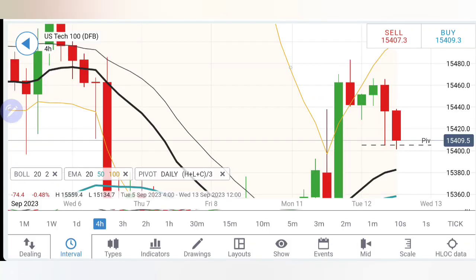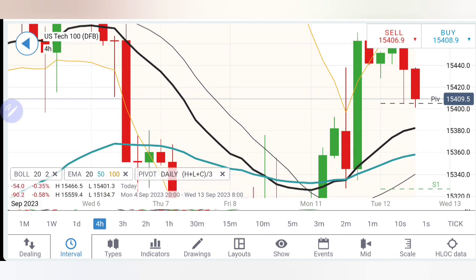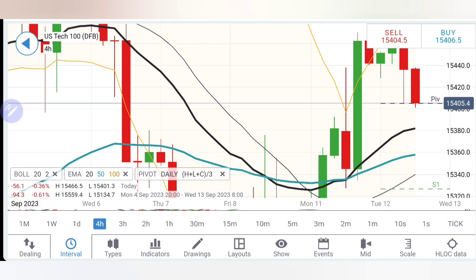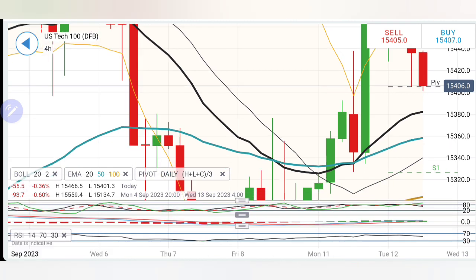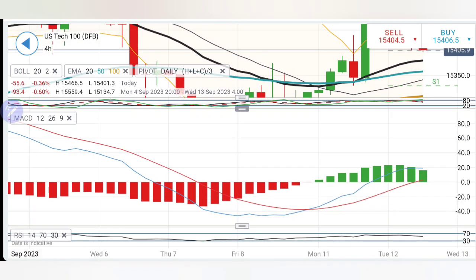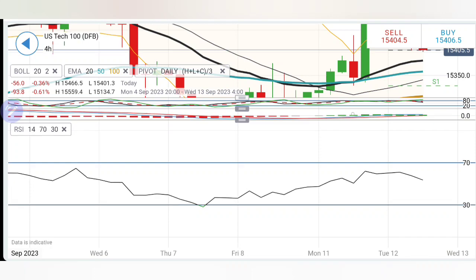Coming to 4-hour. Now look at 4-hour chart. See, flat top, first bearish candle, second bearish candle. Support there at 15,400, 380. 360, 340, very strong support, I will say. As long as 15,300 is respected, I will say there are very strong supports for Tech 100 on the downside. One has to remain careful there. And if you look at a stochastic, this is looking down. MACD is in green, trying to converge.